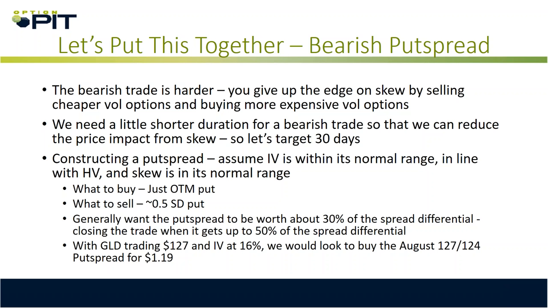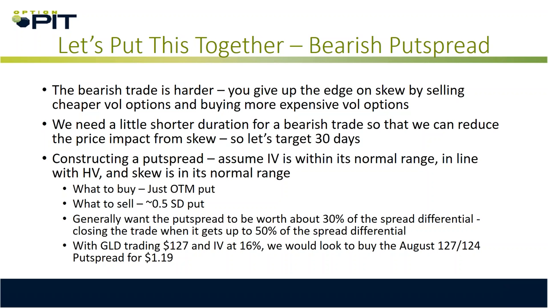And that's the key. See the GLD trading 127, implied vol at 16%. We're looking at the 127, 124 put spread for $1.20. I'm sorry, I think I had the wrong numbers on there, because it should be closer to 30% of the differential. It should be the 126, 123 put spread, I believe, to get you to the 90 cents. So you're looking for about a $2, $2.50 break to get to that 50% spread differential. Again, it's not a huge move. We're looking for that equivalent in GC of $25.